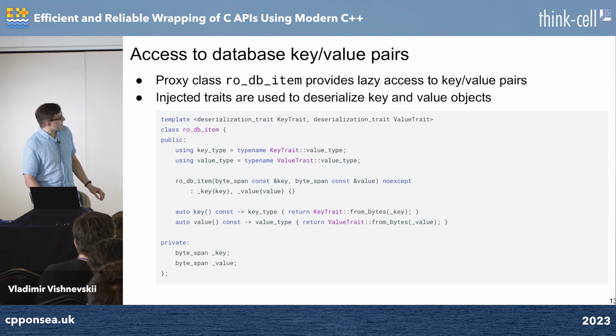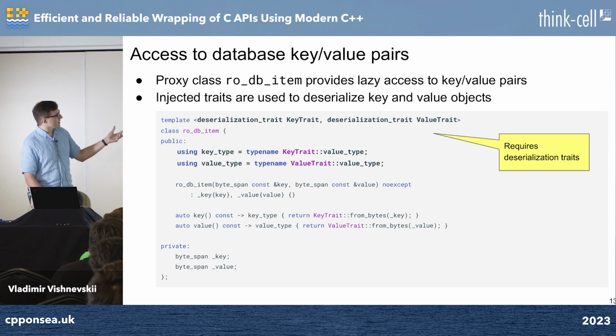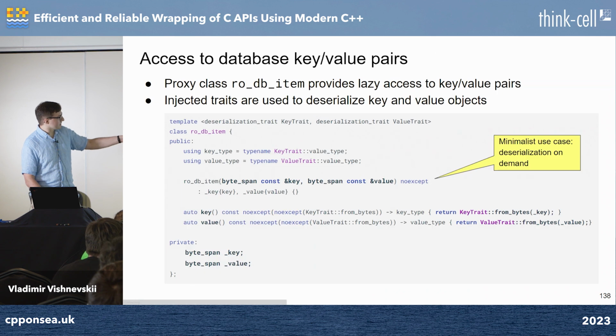To access the items, the iterator returns just a type called RAII item that provides lazy access to the values within the database. We have the deserialization traits, and on demand it converts the spans that it owns, which reference the data within the database. So it deserializes into values.